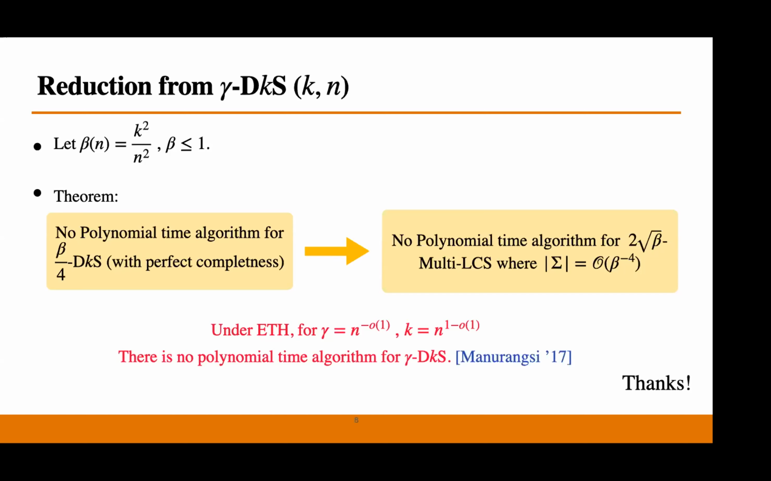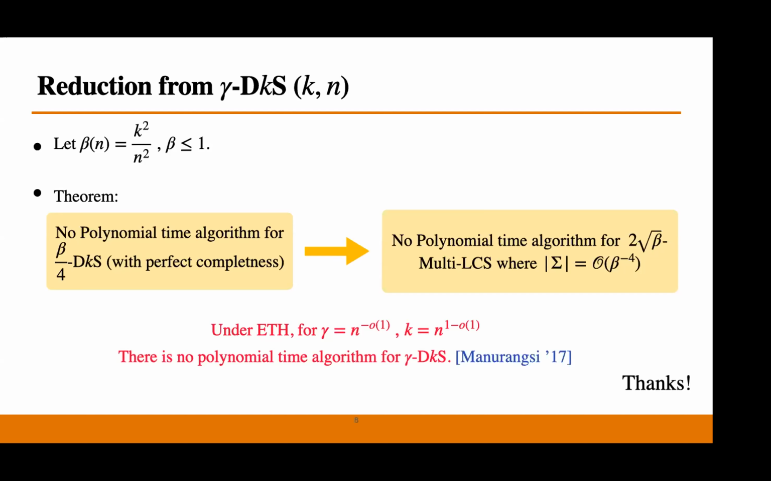Does this also give hardness for constant alphabet size? This is not possible to get through a reduction from gamma densest k-subgraph, because this problem is easy when k is n by some constant. I see. So we can hope for something between constant and n to the small o(1). But that is still not known, because nothing is known for gamma densest k-subgraph.